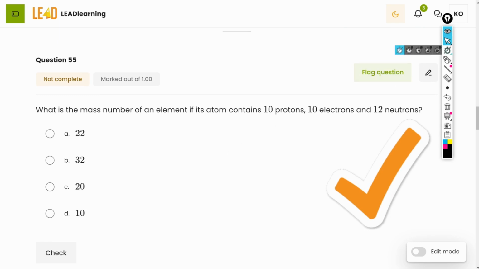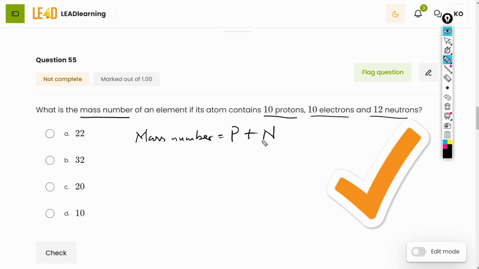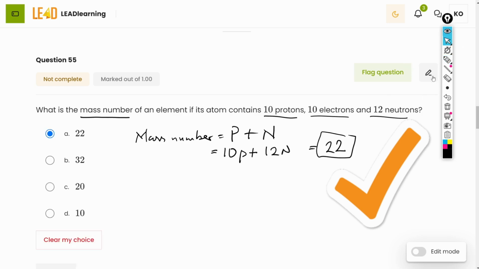Question 55. What is the mass number of an element if its atom contains 10 protons, 10 electrons, and 12 neutrons? The definition for mass number is the sum of protons and neutrons in the nucleus of the atom. From the information provided, the proton number is 10, the neutron number is 12. 12 plus 10 gives us 22, so the mass number is 22. So our correct answer is the option A.